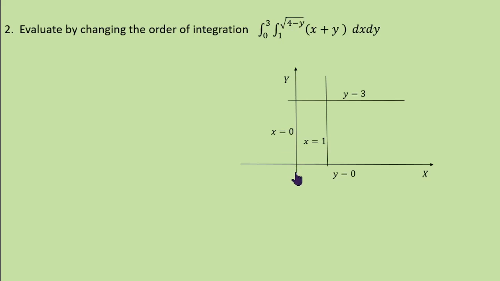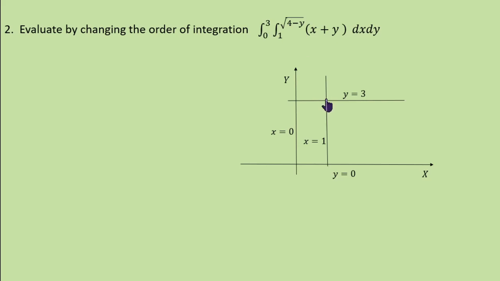For any y between 0 to 3, x varies from 1 to root 4 minus y. Suppose you are not able to consider this graph, x equal to root 4 minus y, and not able to find the curve. It's very simple. Upper limit of y is 3, put y equal to 3, x equal to root 4 minus y, which is root 4 minus 3, that is 1, x equal to 1.